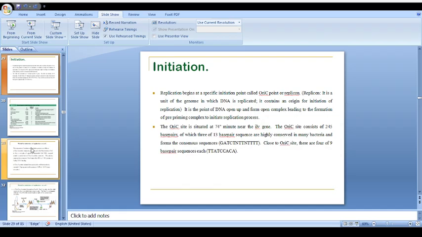This replication beginning point or the origin point is also called as a replicon. It's a unit of genome in which the DNA is commencing the replication process, to which various enzymes and proteins are recruited to form the pre-primer complex to initiate the replication process. Normally, the origin site is situated 74 minutes nearer to the ILV gene, and this origin site consists of 245 base pairs, already I told you, that is 13 base pair repeats and 9 base pair repeats.